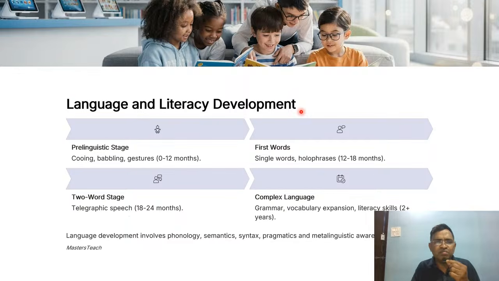Then language and literacy development. So it takes place as a pre-linguistic stage where they are going to use cooing, babbling, gestures, which will take place between 0 to 12 months, whereas first words, that means single words, like hello, phrases, between 12 to 18 months, whereas two-word stage, telegraphic speech, between 18 to 24 months, then complex language, which happens 2 years plus, like grammar, vocabulary expansion, literacy skills.